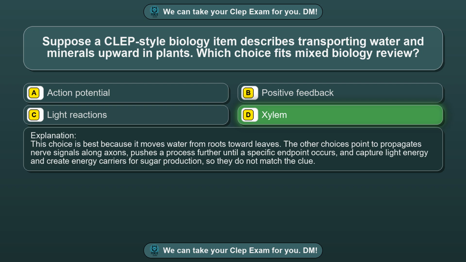The other choices point to propagates nerve signals along axons, pushes a process further until a specific endpoint occurs, and capture light energy and create energy carriers for sugar production, so they do not match the clue.